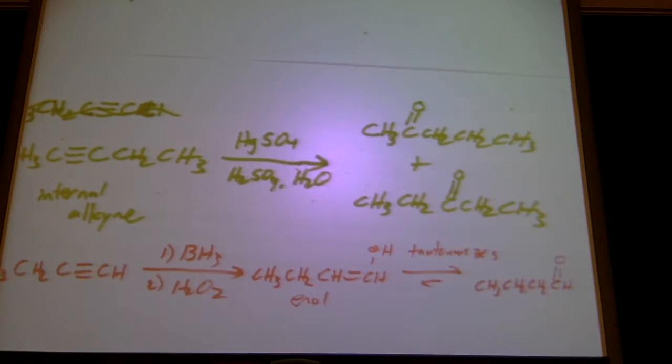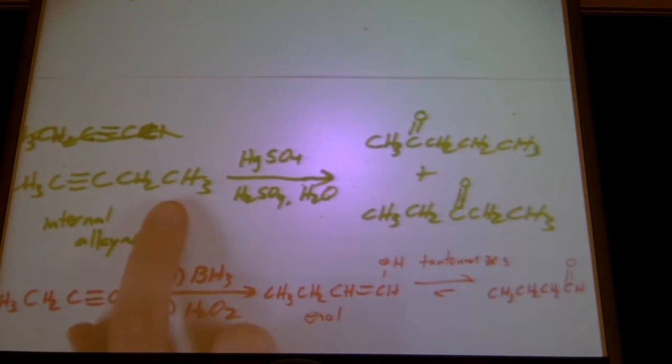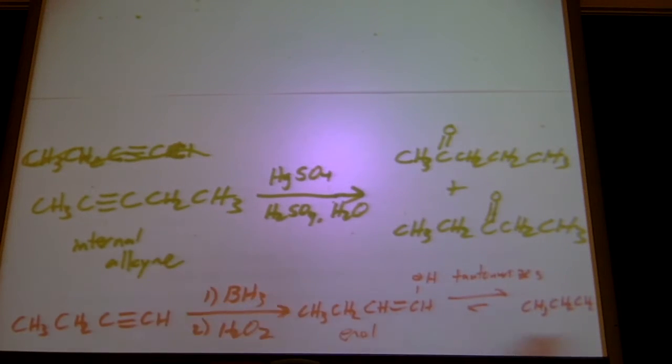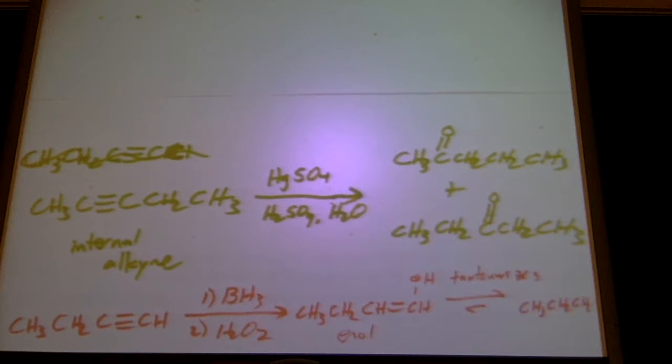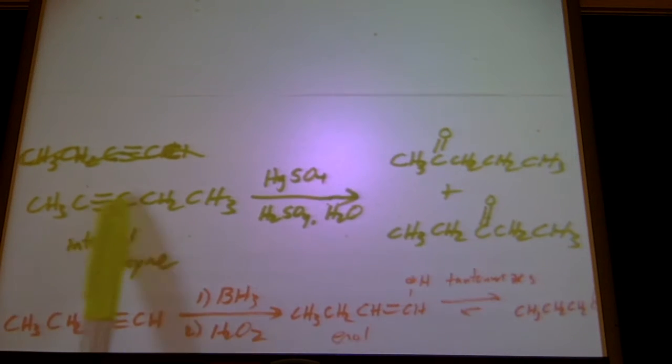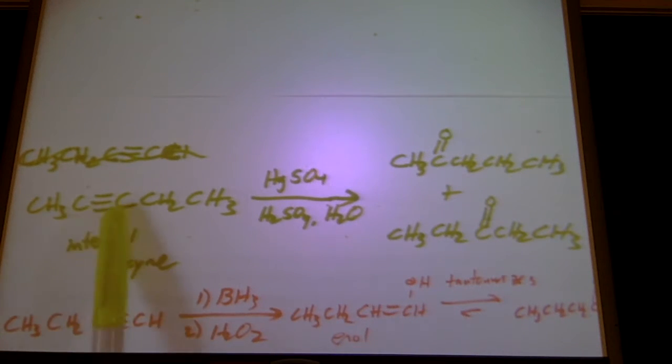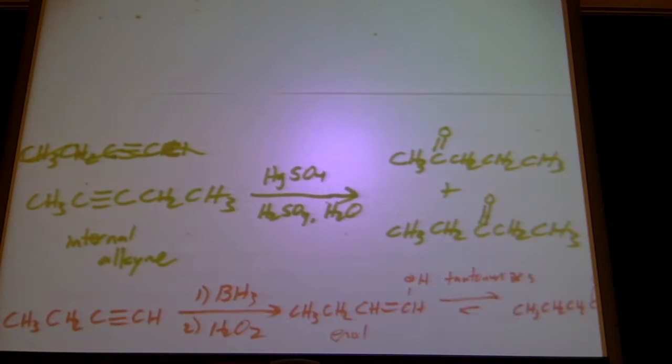Now, if you did that same reaction, the hydroboration-oxidation, on this one, an internal alkyne, you get the exact same products. Because it goes to the least substituted, but they're equally substituted, so again you get the mixture. So you only see the difference when you use a terminal alkyne.